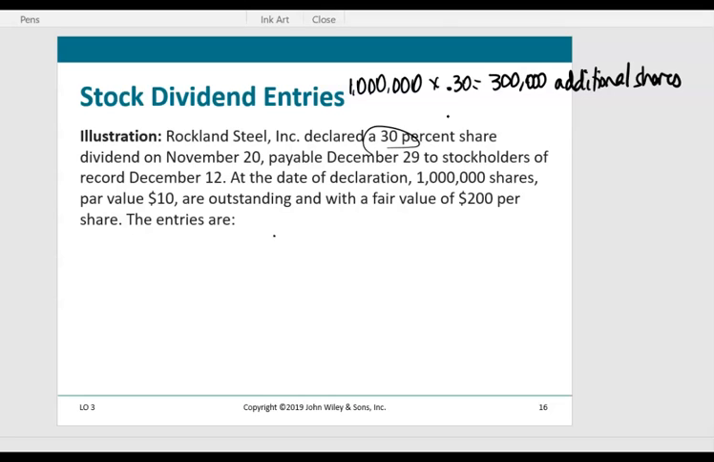Remember, with a small stock dividend, we did the transfer at fair value per share. However, with a large stock dividend, we expect that we're giving out so many shares of stock that the market price is actually probably going to change. So we do that transfer out of retained earnings and into common stock at the par value, because this is a large stock dividend. So we are transferring 3 million out of retained earnings and into common stock.